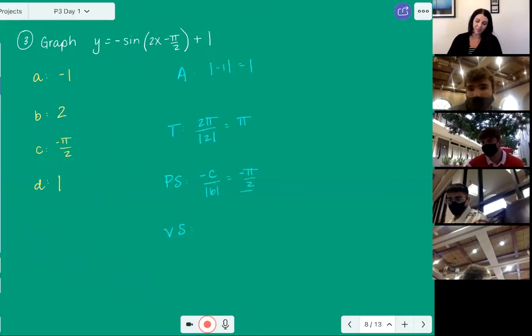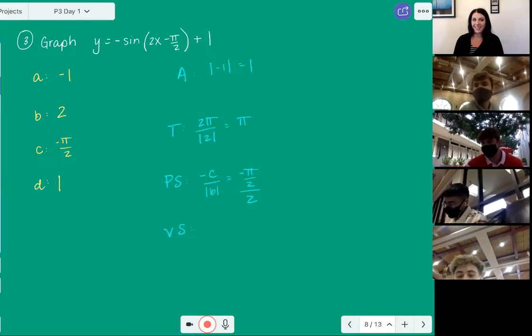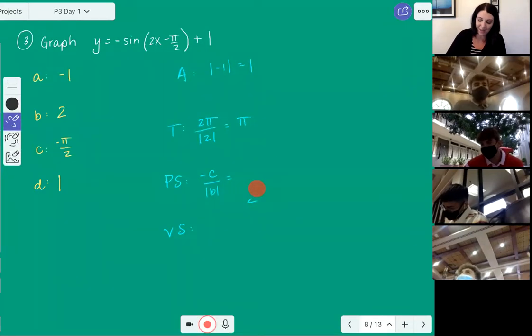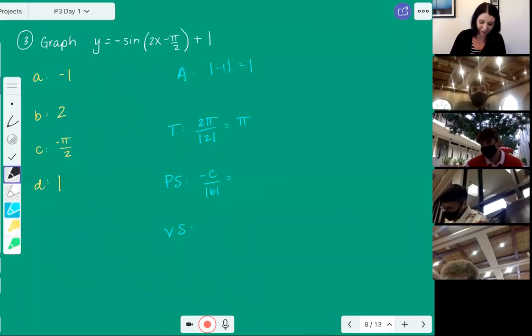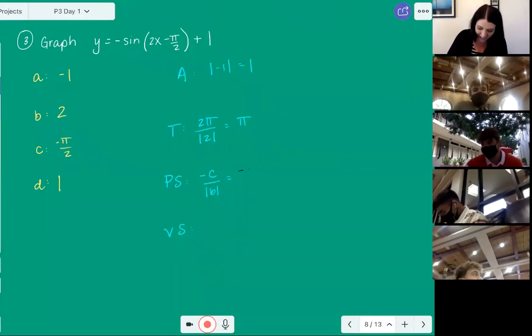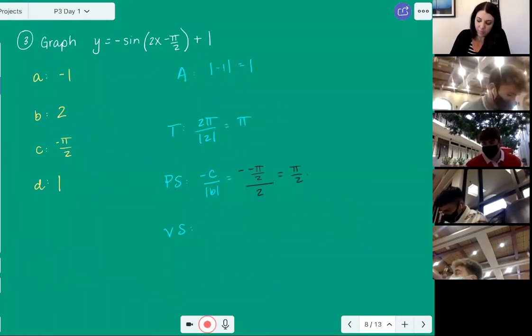What's incorrect about this? I forgot to add in the negative. Okay, so you are definitely not going to miss that when we take this next test, because you've now forgotten it twice. So negative pi over 2 divided by our b, which is 2. Ryan, keep solving that for us. So then you multiply, it would be a positive pi halves, then you multiply it by 2, which would then just be pi.